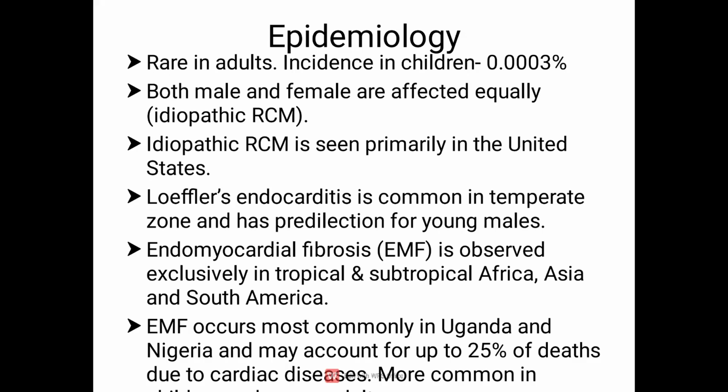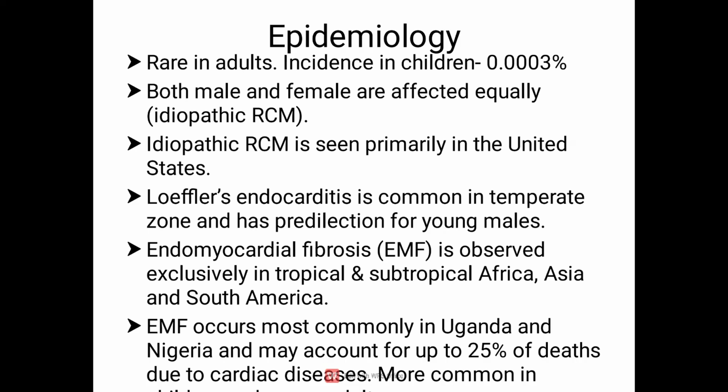Now, the endomyocardial fibrosis type is the one seen in the tropics or subtropics, as well as Asia and the southern part of America, whereas Löffler endocarditis is seen in temperate areas and has a predilection for young males. The EMF, that's endomyocardial fibrosis, occurs most commonly in Uganda. The first reported case was reported in Uganda, and it is said to account for about 25% of deaths from heart failure in this tropical area.